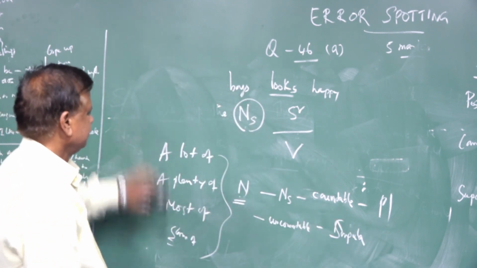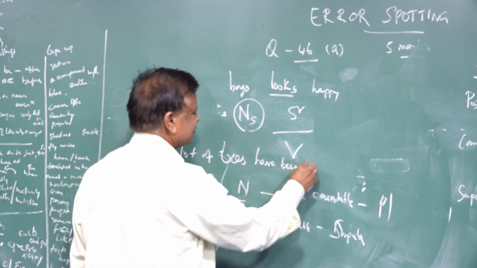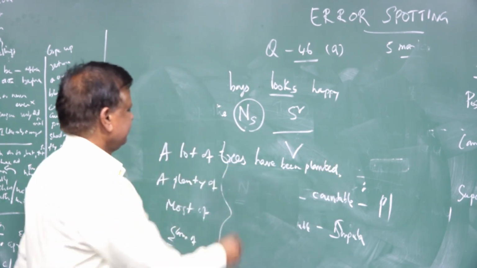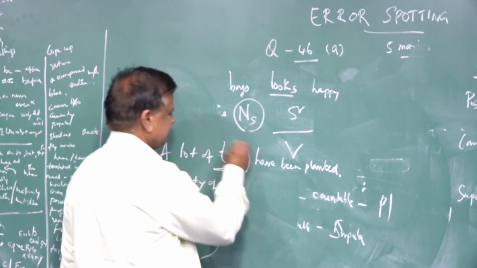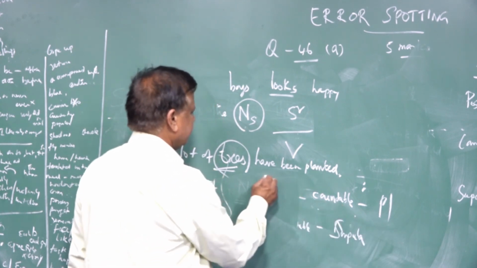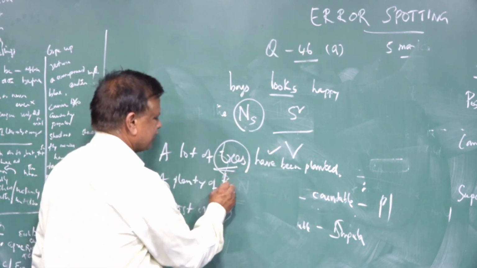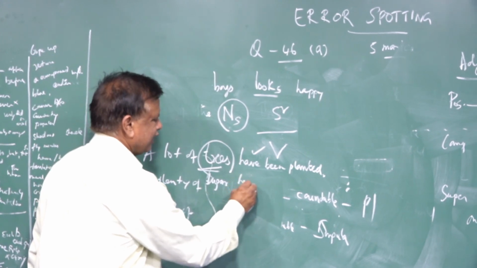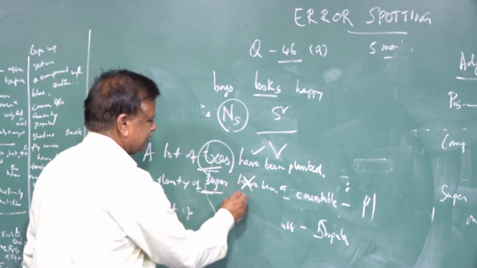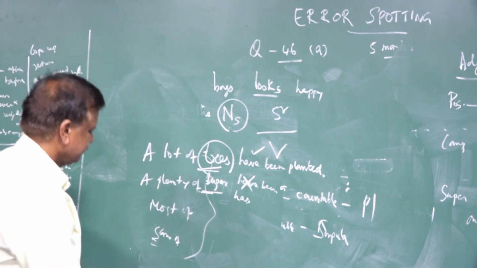Let me give you an example. A lot of trees have been planted. Here I told you, when the noun here is countable, trees can be counted, I have to use the plural form. When I use "a lot of sugar has been added," here sugar is uncountable, I cannot use "have," I use "has." So this formula you remember.